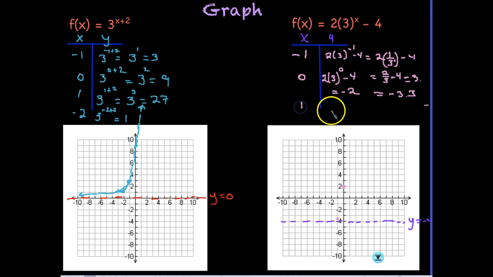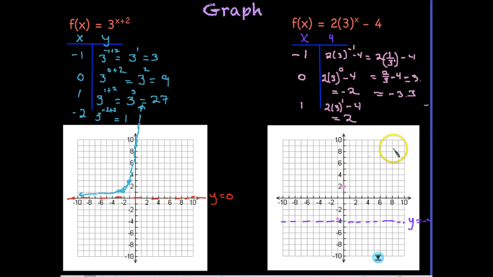Finally, let's do a positive 1. So we have 2 times 3 to the 1 minus 4. Anything to the 1 power is itself. So now we have 2 times 3, which is 6, minus 4 is positive 2.